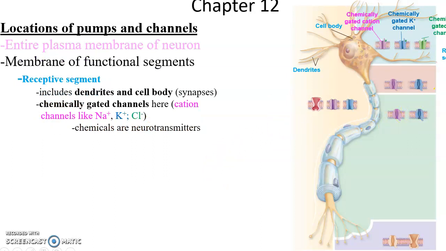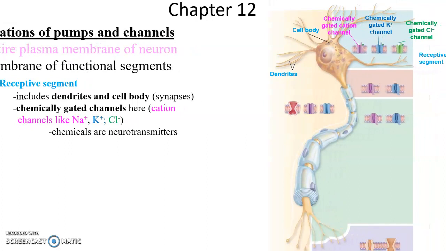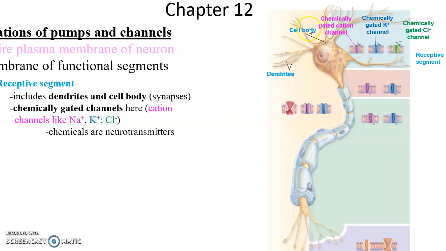Then we have various channels and pumps located in certain areas. So in the receptive segments of the neuron, so cell body and dendrites, that are the receptive ends for synapses, we have the chemically gated channels. These are the channels that open when bound to a neurotransmitter. And they include sodium ion channels, which is the most common, as well as potassium ion channels and chloride ion channels. Probably some others too, but these are the ones we'll learn about.